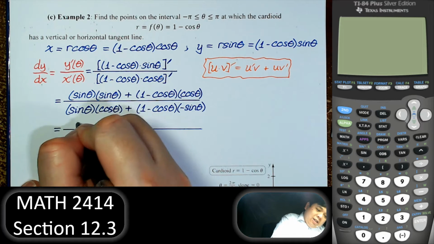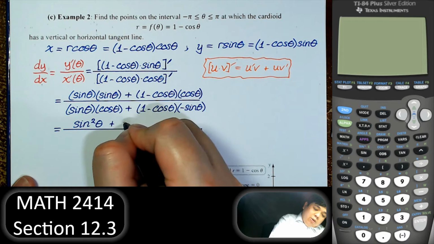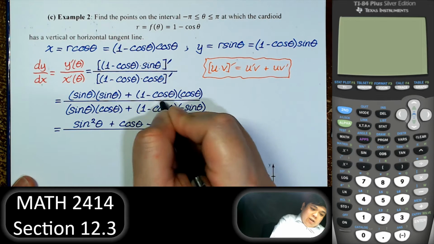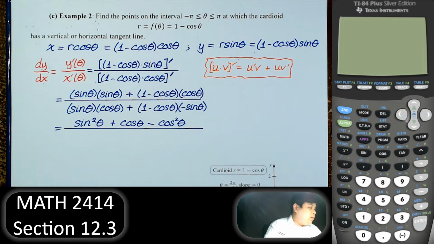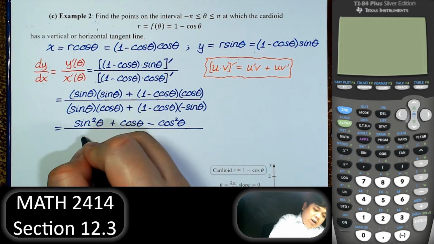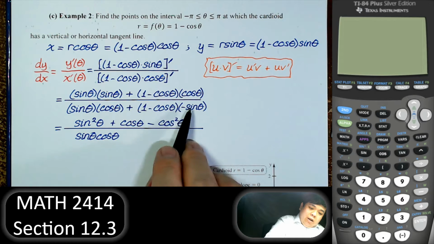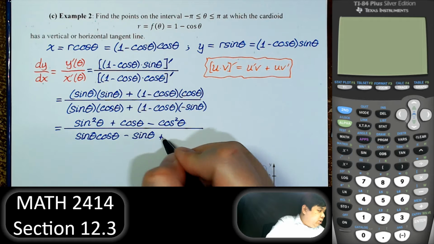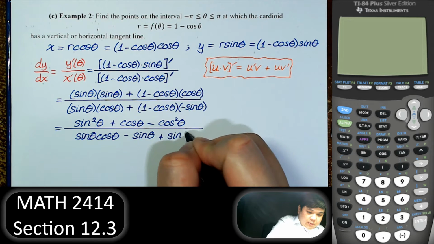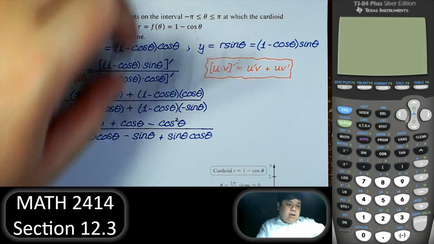We have sine square plus cosine theta minus cosine square. And then at the bottom, sine cosine minus sine theta, and then plus sine cosine. Right.